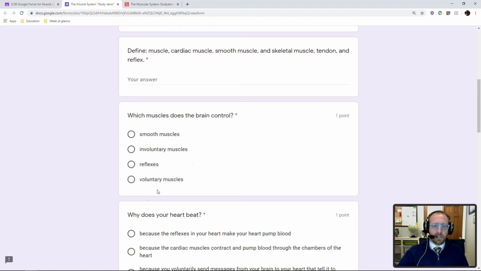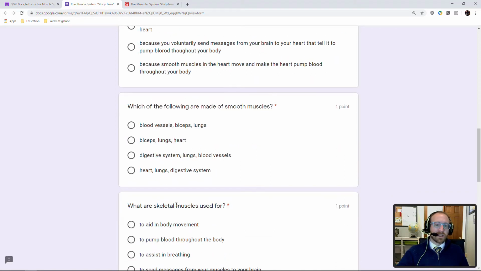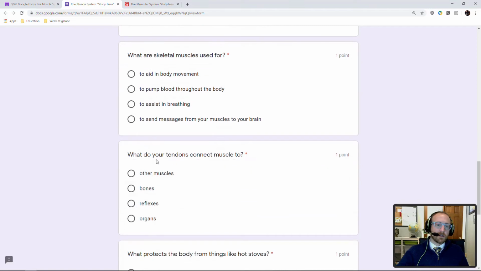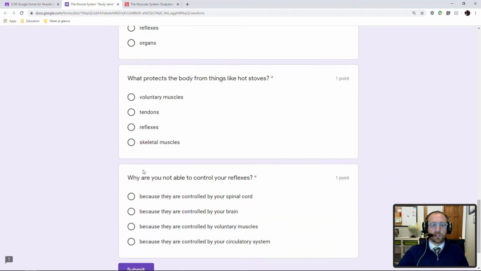Which muscles does the brain control? Why does your heart beat? Which of the following are made up of smooth muscles? What are the skeletal muscles used for? What do your tendons connect muscles to? What protects the body from things like hot stoves, and why you're not able to control your reflexes.